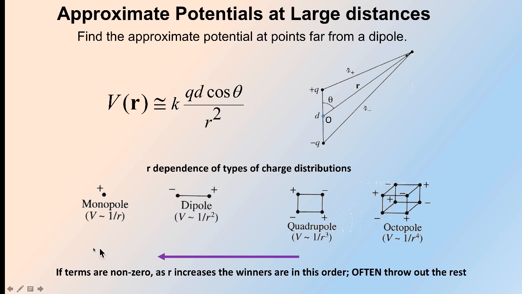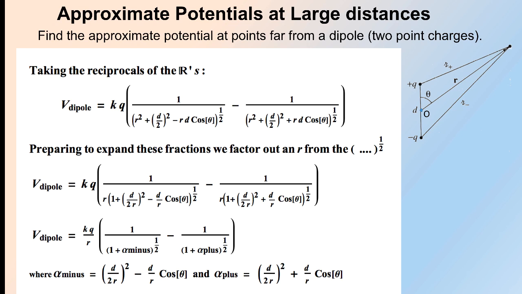One thing you'll notice is that if the terms are non-zero, as r increases, the winners are in this order. So if you go far enough away, because this is 1 over r, the monopole, if it exists, is the dominant term. If you have both of these, then eventually the monopole will win. If you add more and more terms, if you go far enough away, the dominant term will be the smallest order.